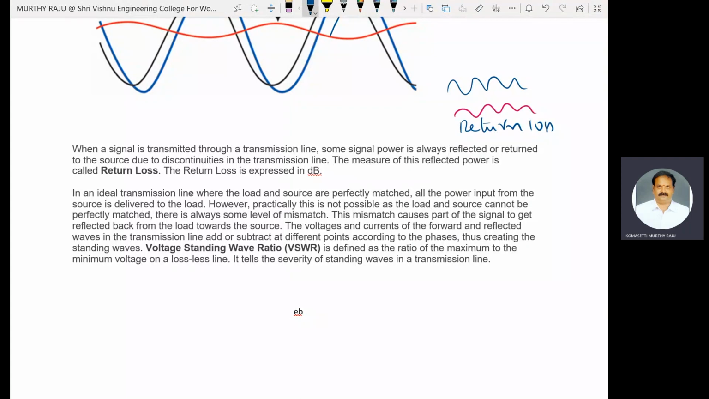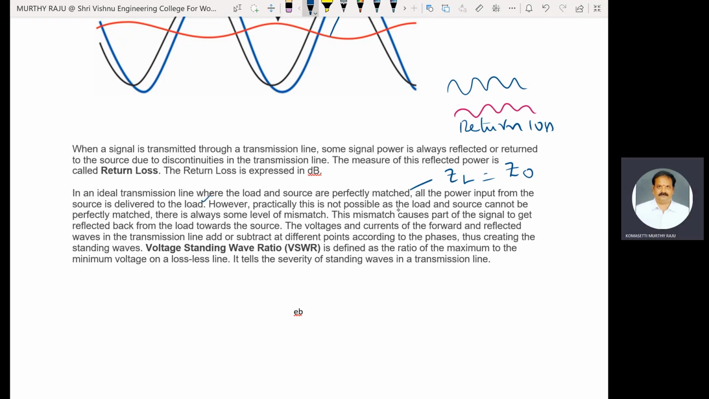In an ideal transmission line, where the load and source are perfectly matched, that means the load impedance is equal to the characteristic impedance of the transmission line. That is called a perfectly matched condition. All the power input from the source is delivered to the load. There is no wastage of that power. There is no return loss. In that ideal case, ZL is equal to Z0.